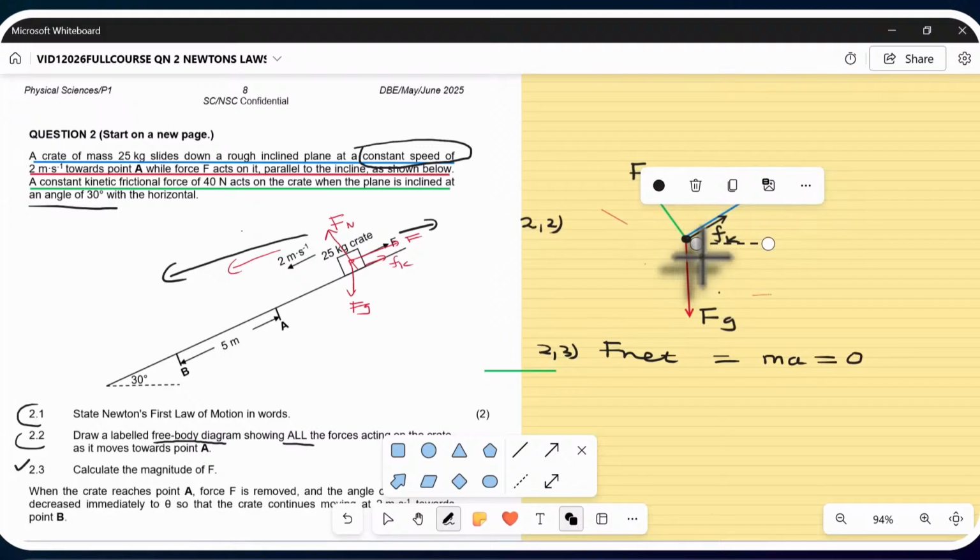One component, this one here, is called FG perpendicular. Why do we call it like that? Because it is perpendicular to the surface. And then this other component, this one here, is called FG parallel.